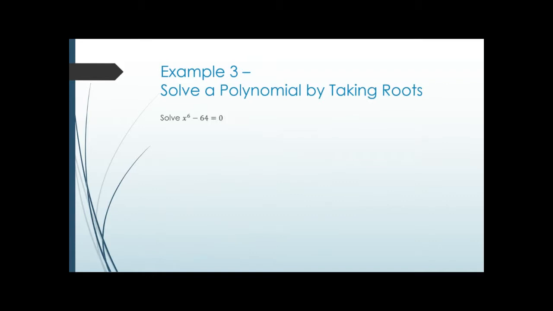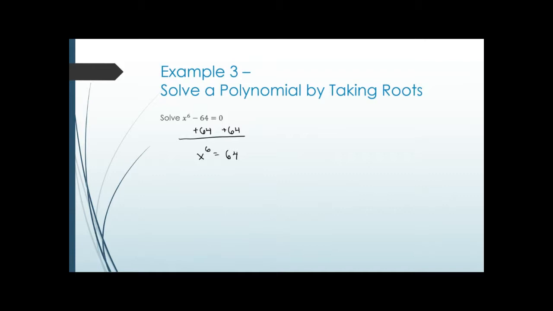Okay, example 3. Now we're going to solve the polynomial by taking roots. So it's going to be like the one that I just did where I took the square root. But here we have x to the 6th. So we can't factor out a greatest common factor. And I can't factor this by grouping. It's only 2 terms, so that's not going to do anything. But we can set the x to the 6th by itself. So we're going to add 64 to both sides so that we get x to the 6th by itself, which is very similar to how we were solving something that was x squared plus or minus some number.